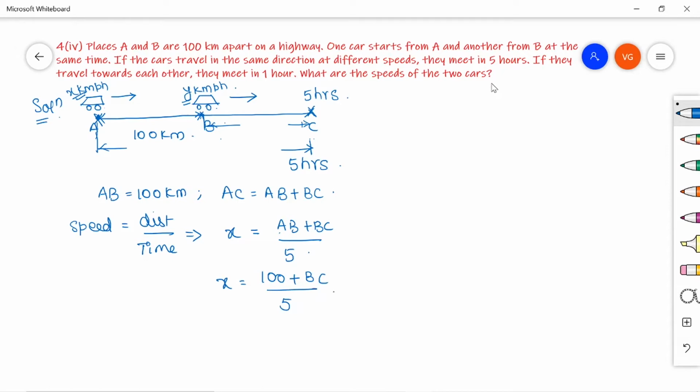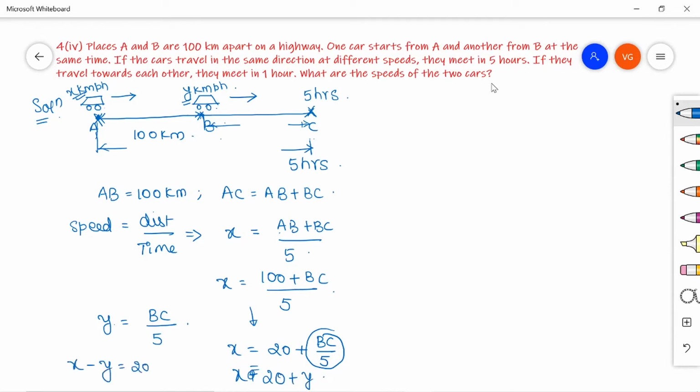Next, the second equation: the second car with speed y travels a distance of BC divided by 5, so BC divided by 5 is nothing but y. From here I'll write x is equal to 100 by 5, which is 20, plus BC by 5. This BC by 5 I'll write as y. So x is equal to 20 plus y, that is, x minus y is equal to 20. This is our first equation.